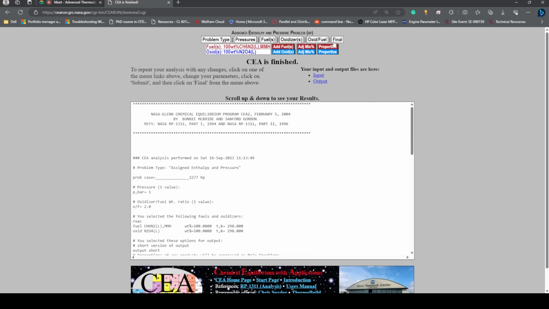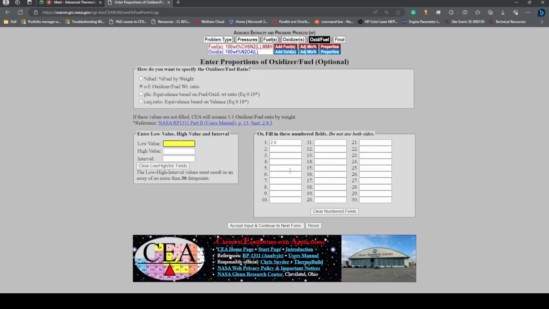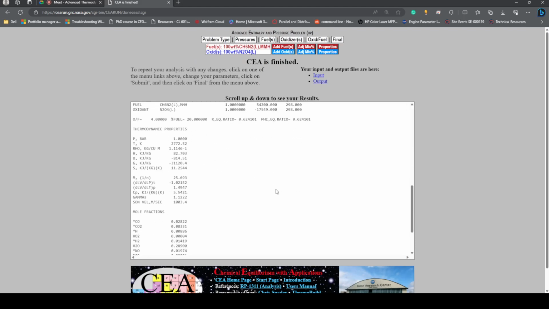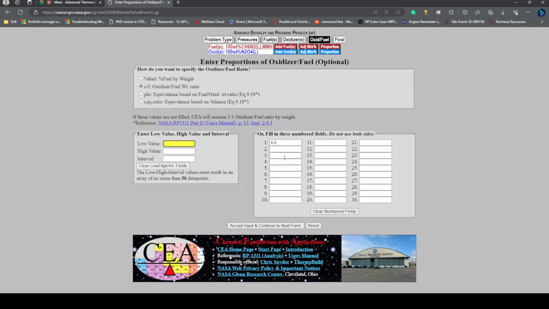So let's say, for example, go back to the oxidizer fuel ratio. I used 2, right? Let's say if I use 4, I will have a different temperature. See, 2700. Before I had 2900. Now I have 2700 Kelvin. So you can modulate these numbers, and you can end up getting good values.